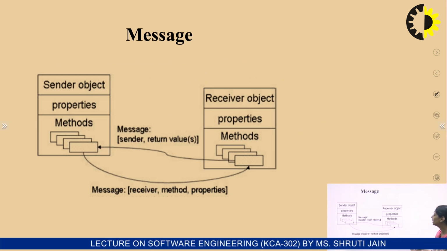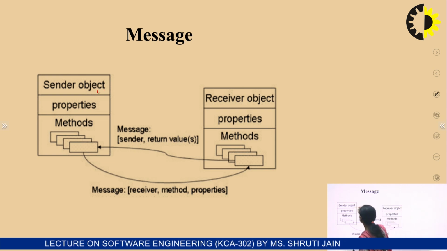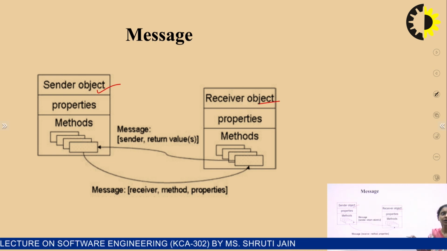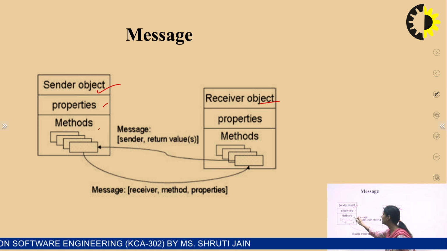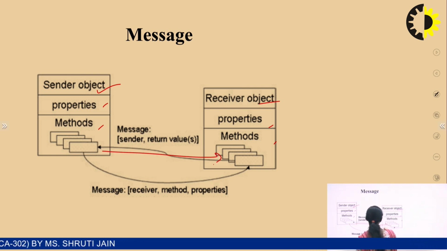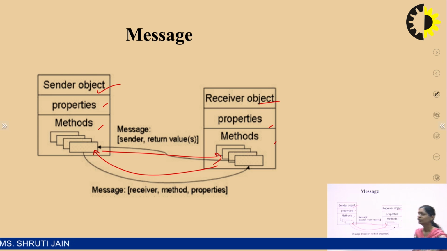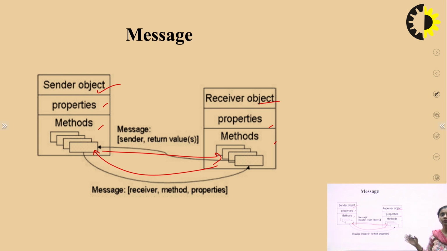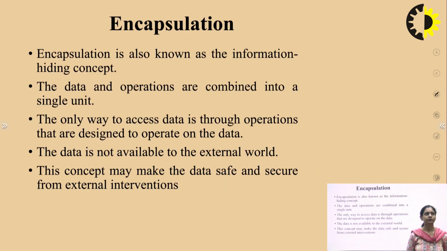So here we have two types of objects. One is the sender object and the other one is the receiver object. Both the objects have their own properties and methods, like here and here. Now when the message passing takes place, it takes place with the help of these methods. So either one would be sending the value, and the return value is what it gets in return. So this is how the message passing takes place, where we have the sender and the return value, and on the other hand we have a receiver with a method and some properties.